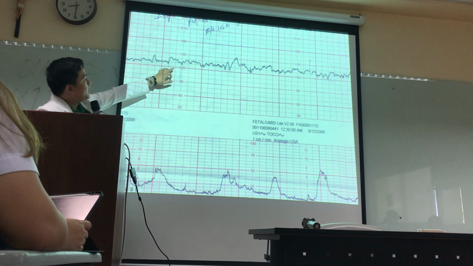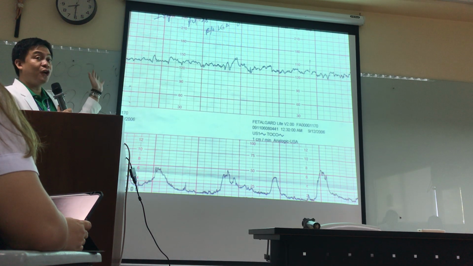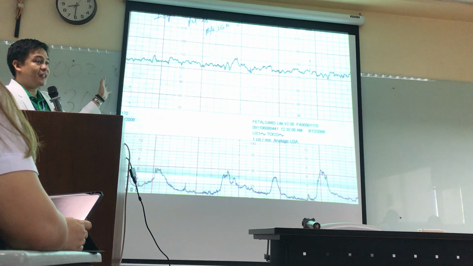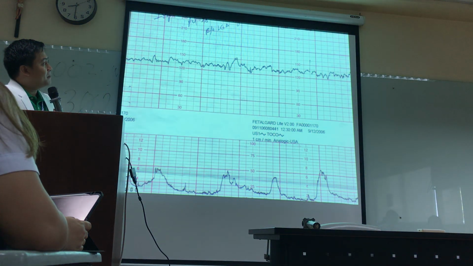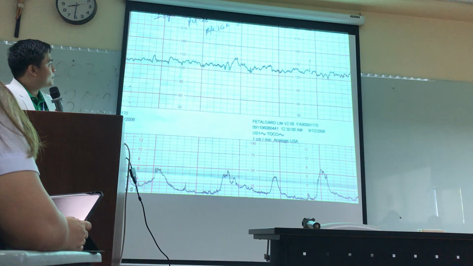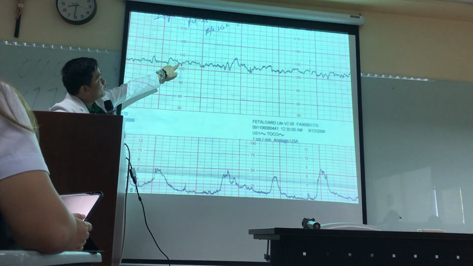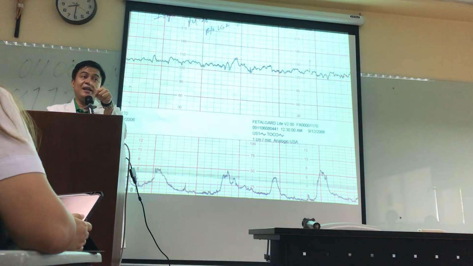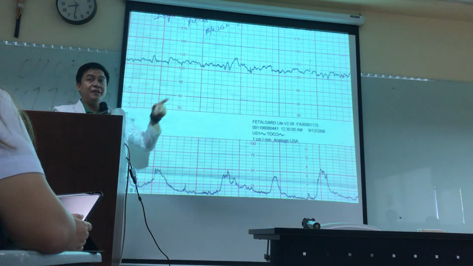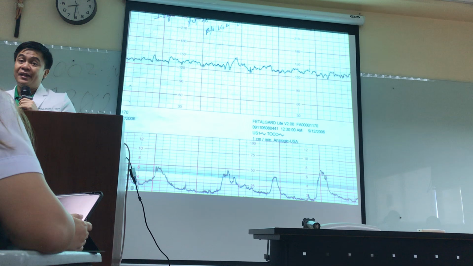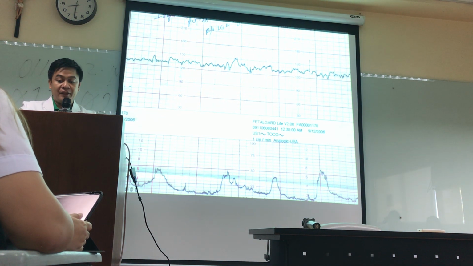So this is 120, 130, 140, 150. First, is it normal or abnormal? Normal. It's within 110 and 160. And so what is the baseline fetal heart rate? It's 132. It's always a range, right? So it's 132 to 135. It's only a 5 beat increment. So 132 to 135, that's your baseline fetal heart rate.